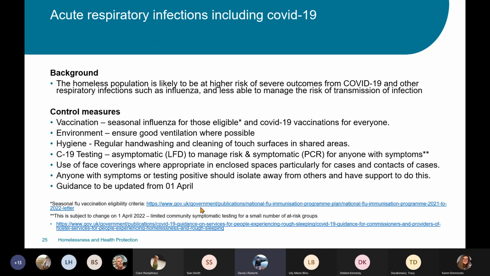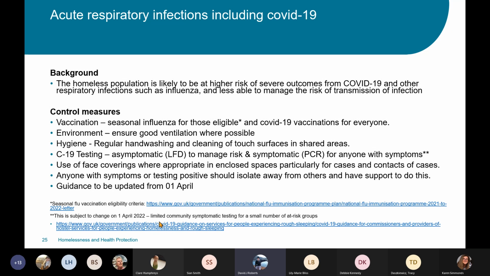Finally, we should mention COVID-19 and other acute respiratory infections. I'm sure we're all very familiar with them now. But of course, the homeless population is likely to be at higher risk of infection, and not only that, but also more severe outcomes from COVID-19, but also other respiratory infections such as influenza, and less able to manage risk of transmission of infection to others. Control measures are listed there.